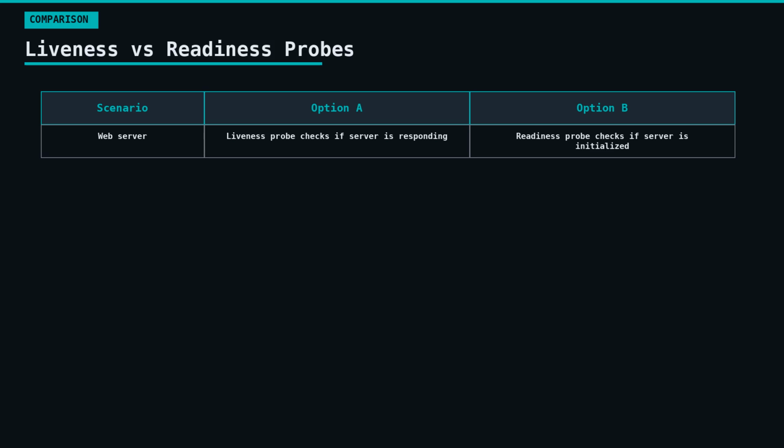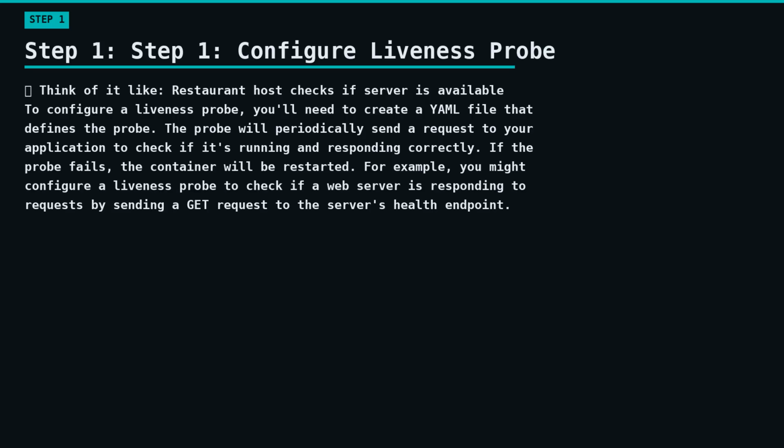To configure a Liveness probe, you'll need to create a YAML file that defines the probe. The probe will periodically send a request to your application to check if it's running and responding correctly. If the probe fails, the container will be restarted. For example, you might configure a Liveness probe to check if a web server is responding to requests by sending a GET request to the server's health endpoint.